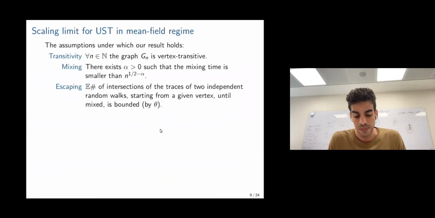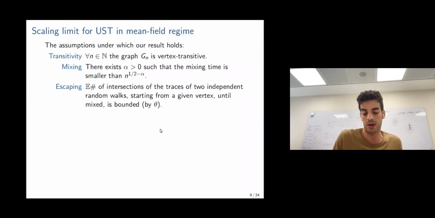Before stating them, I don't want to spend time talking about the ways to sample the UST, but this is a model which is really closely related to random walks and to loop erased random walks, so also to intersections of random walks. This is mainly due to the fact that usually when you want to talk about the UST, you use one of the two famous algorithms to generate it. So you either use Wilson's algorithm, which relies heavily on random walks and loop erased random walks, or Aldous-Broder algorithm, which also uses random walks.